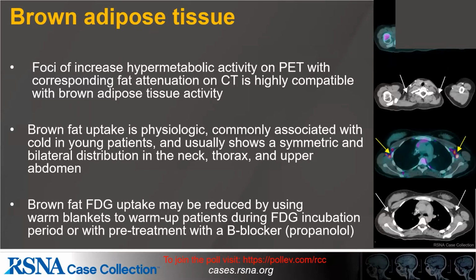Brown fat uptake is physiologic, and it's commonly associated with cold in young and skinny patients, and usually shows symmetric and bilateral distribution in the neck, chest, and upper abdomen. Rarely it may be asymmetric. Brown fat FDG uptake may be reduced on future scans by using warm-up blankets for the patient or by pre-treating the patient with beta blockers such as propranolol.